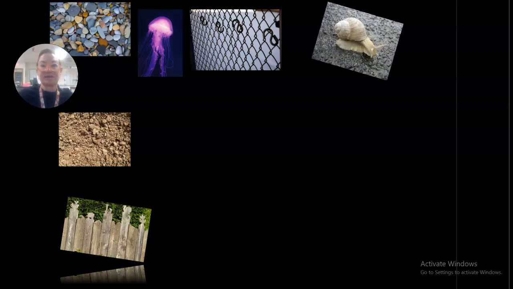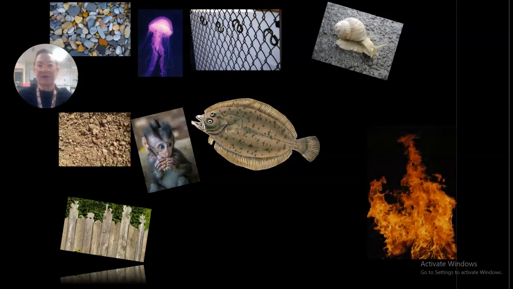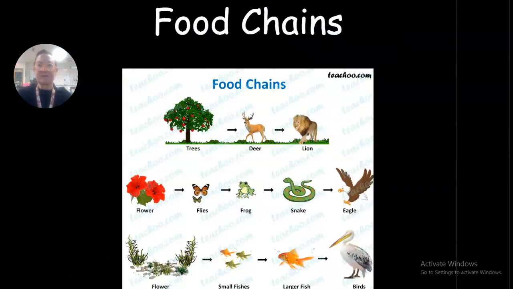Snail, monkey, isn't that the cutest little monkey? Flounder, fire, clouds, person. Okay, so you should know whether these are biotic or abiotic.